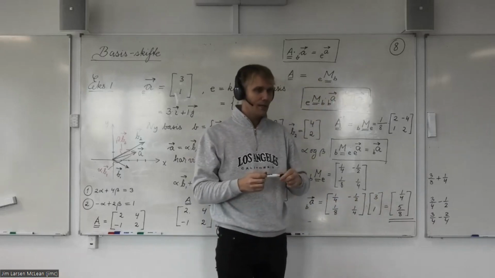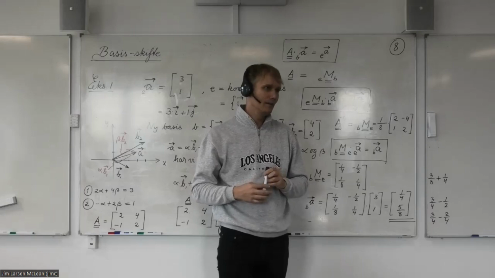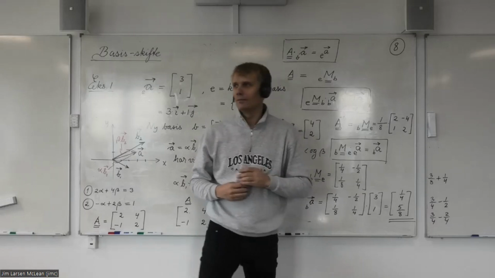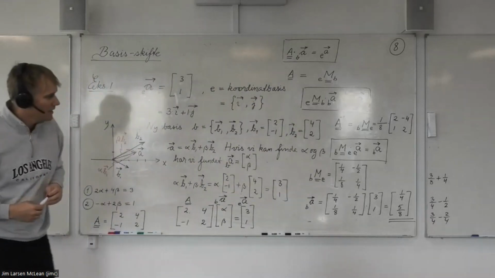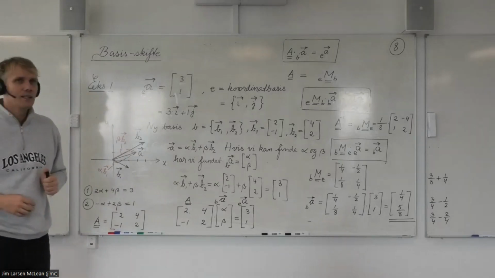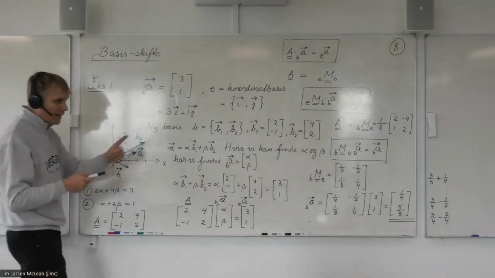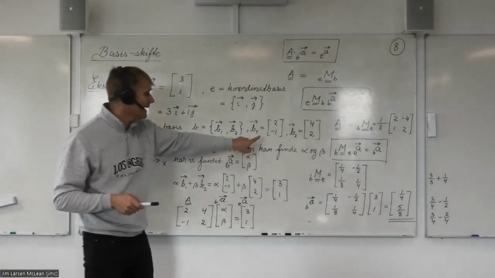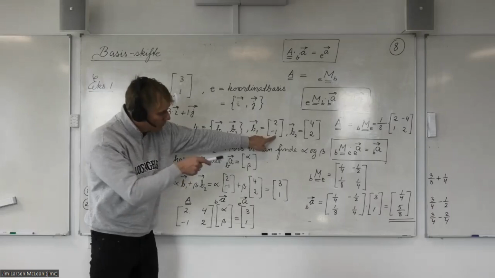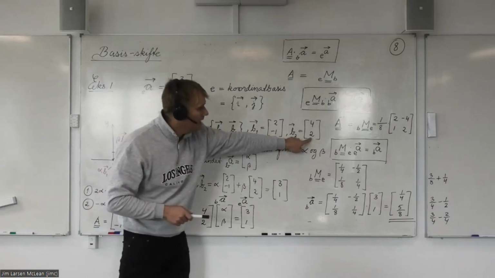Look through which lenses? The B lenses, the new basis. And we think it looks right, that it gives a quarter and 5/8. Yes, take a look at my drawing here. What does a quarter mean? It means you take a quarter of that vector. What does 5/8 mean? It means you take 5/8 of that vector, and then you add them together.